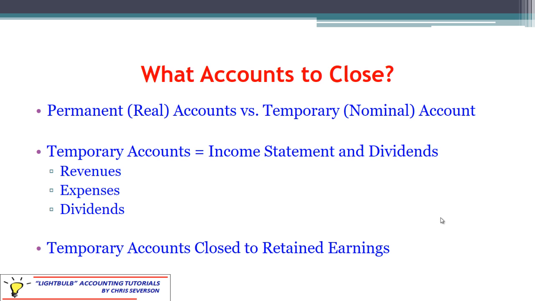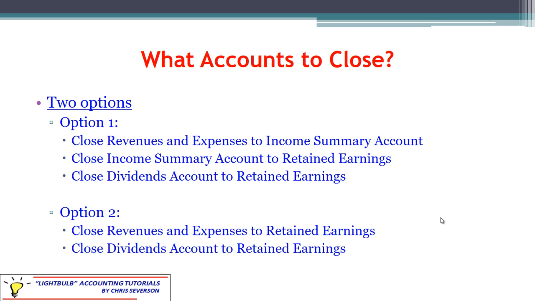However, the temporary accounts, which are basically our revenues and expenses and the dividends account, get closed out at the end of the period, so they start the new period with a zero balance. Those temporary accounts are eventually closed to retained earnings.